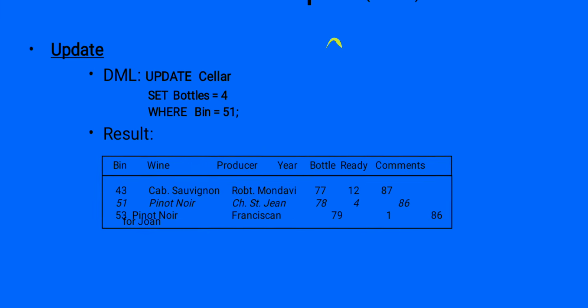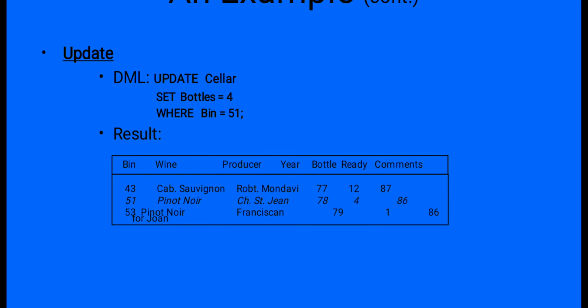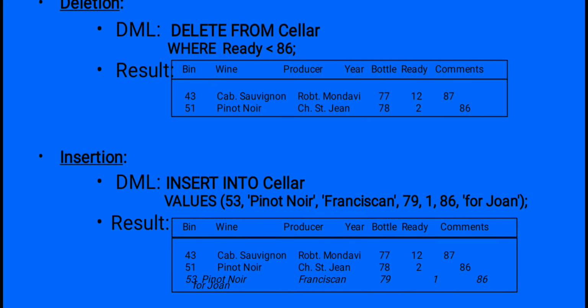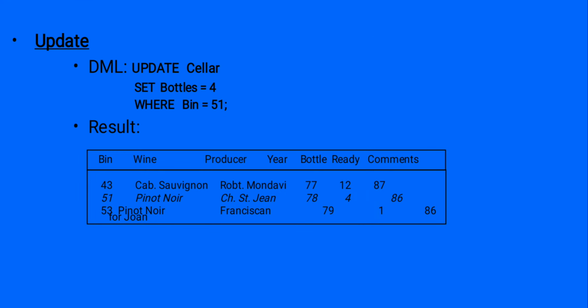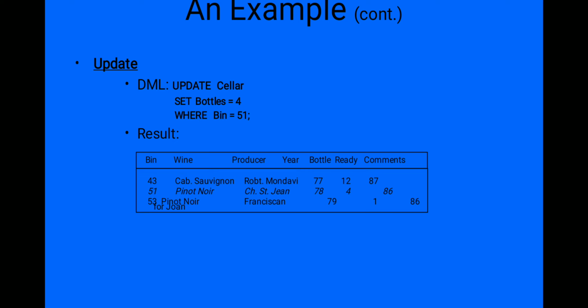Next, update the cellar, set bottles equal to 4 where bin equals 51. So for bottles, see here, bin 51 has 2 bottles, and we are updating it to 4 bottles. See, 51 equals 4 bottles. This is the DML: select, insert, delete and update. These are the 4 queries we use to manipulate the database.